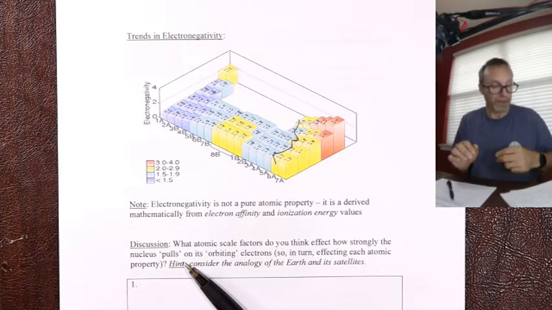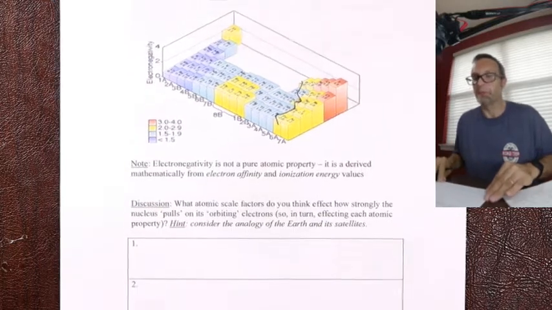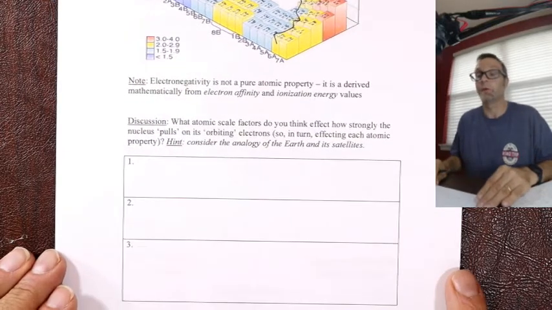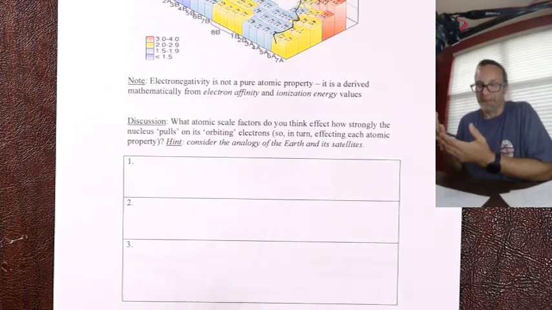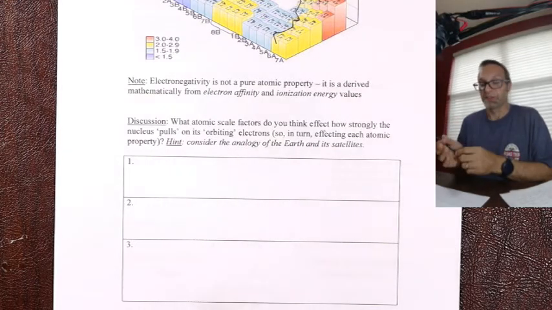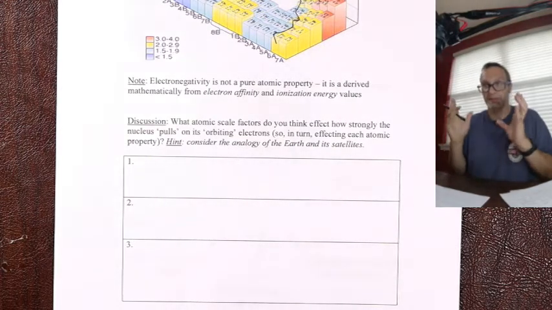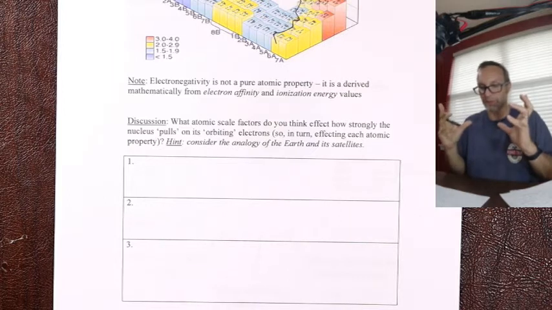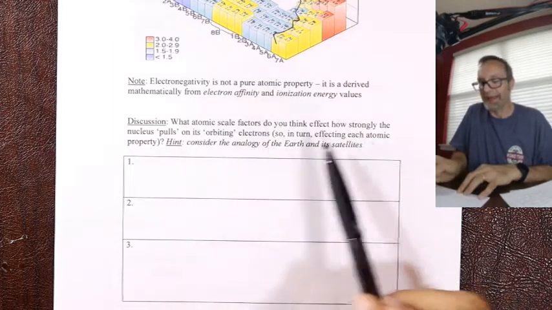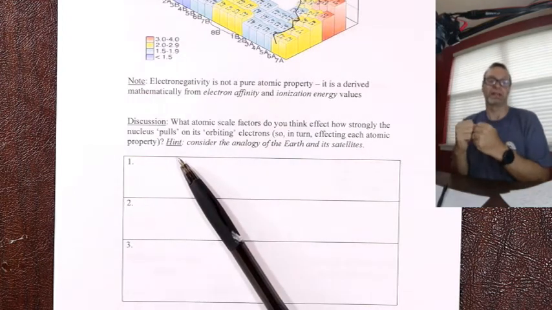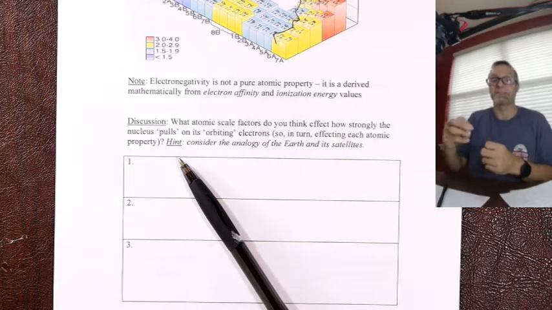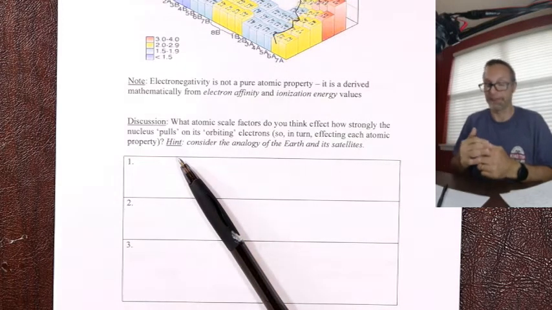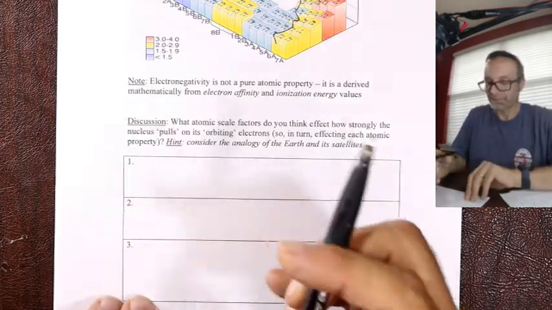Now, when it comes down to it, there are some very simple concepts which underpin all of those trends, be it size, be it affinity, be it ionization energy. So let's think out loud about what would affect how strongly the nucleus holds onto its electrons. If the nucleus holds onto its electrons strongly, it's going to be hard to get them out. If it holds more weakly, it's going to be easier to get them out, and that will lead to electronegativity strength. So the first one, very simple.